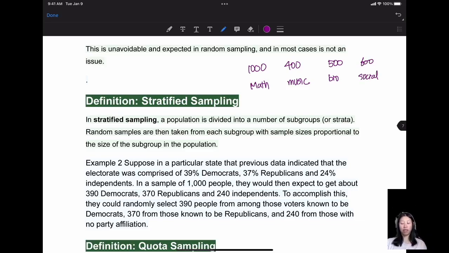So to stratify the sampling, you want to make the sample size proportional. So what would you do? Maybe I can just get 10% of the people from the math department, which is 100, to survey, and then 10% from the music department, which is 40 students, and 50 students from the biology department to survey, and 60 students from the social studies department to survey about the cost of their textbooks.